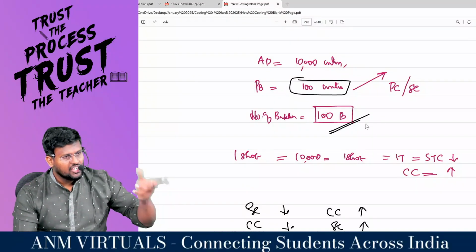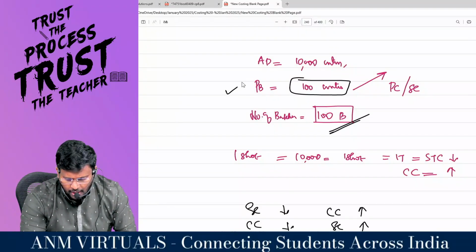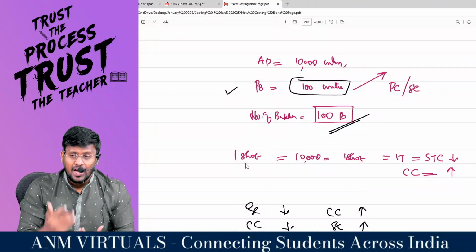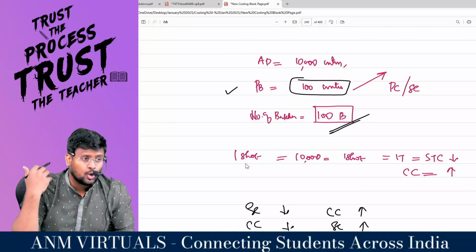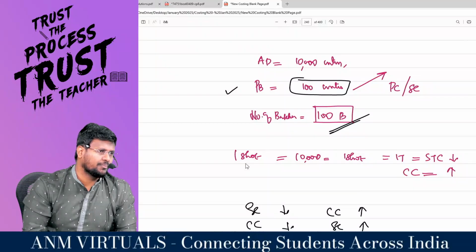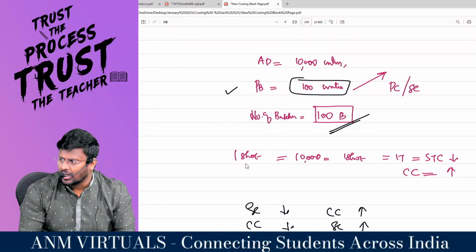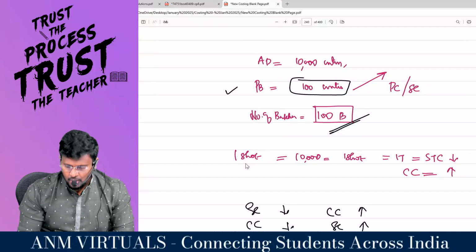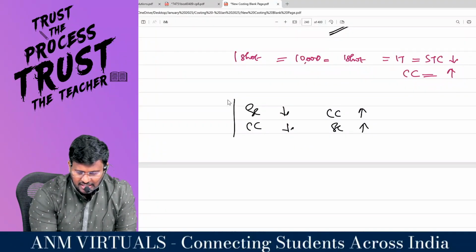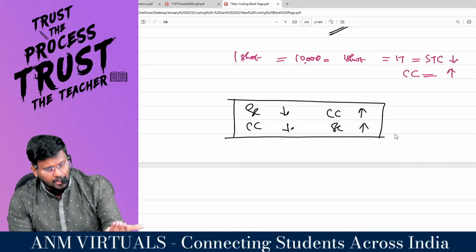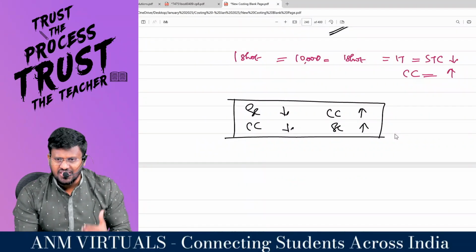Okay, fine. If I am doing 100 batches, every batch will give you an output of only how many units? 100 units. So carrying cost will be very less. No need to go and hire a godown to carry that raw material. But 100 times I have to incur what cost? Setup cost. So these two are fighting with each other. Sir, if setup cost is less, carrying cost will increase; if carrying cost is less, setup cost will increase.